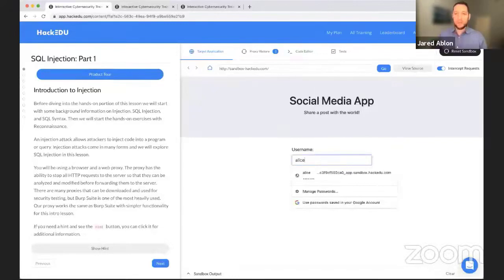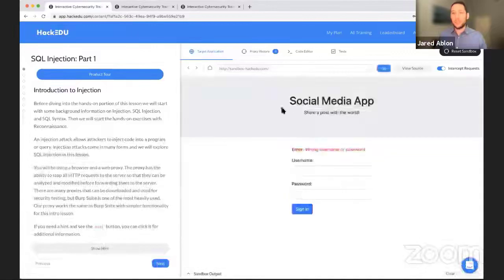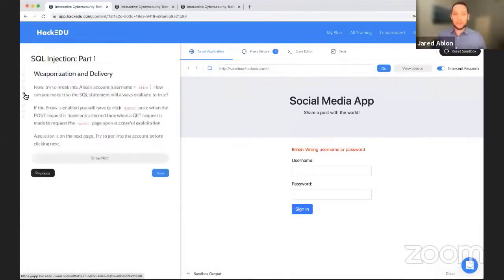So here, for example, we have a real running web application. It's a sandbox for this particular developer. If I try to log in, intercept request is on, and I have a proxy that's running, so I can see the requests that are going to the server. I can modify requests, and I can submit them to the server. So we're starting to use the tools that security teams and attackers are using to analyze applications. It gives developers a better way to understand these things.